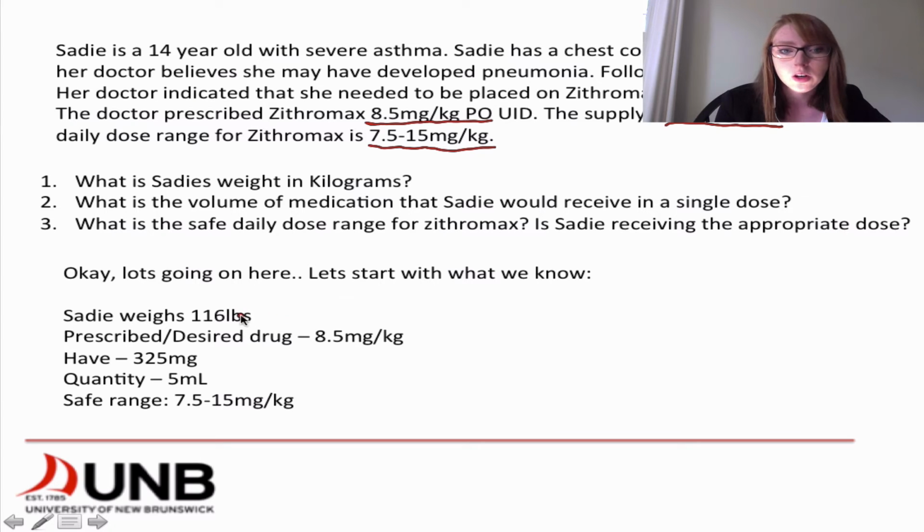So let's start with what we know. Sadie weighs 116 pounds. We know that. It says it right in the question. So prescribed and desired, if we're doing D over H times Q, we have 8.5 milligrams per kilogram. So that's how much we want to give her. We have our 325 milligrams in our 5 mL, so that's our have in our quantity, and then our safe range is 7.5 to 15 milligrams per kilogram. So let's do some questions now.